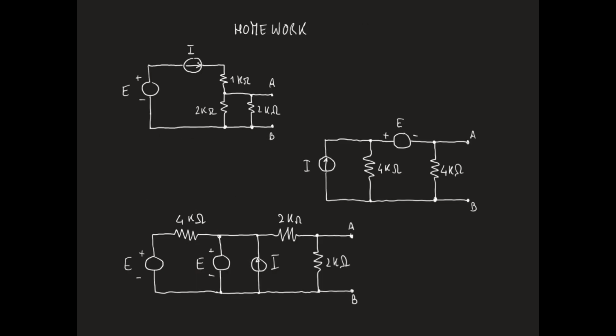For each of these circuits, find the voltage between nodes A and B as an effect of the current and voltage sources. In all of the circuits, E is equal to 1 volt and I is equal to 1 milliamp.